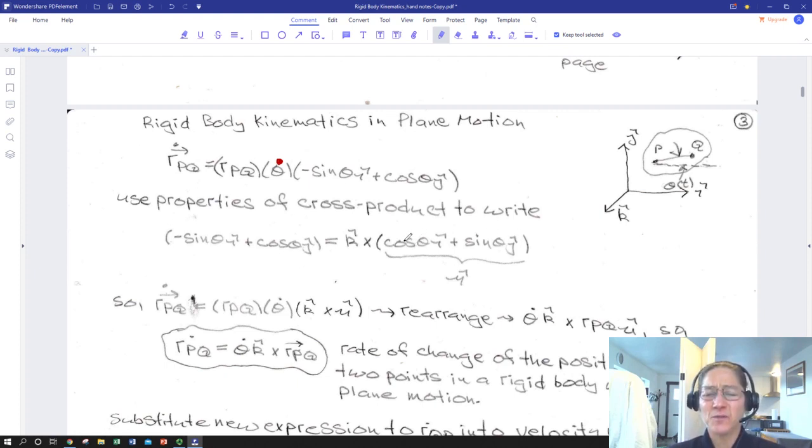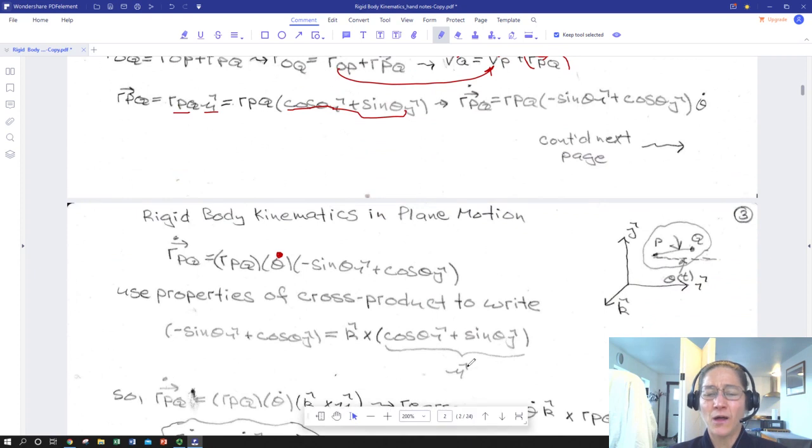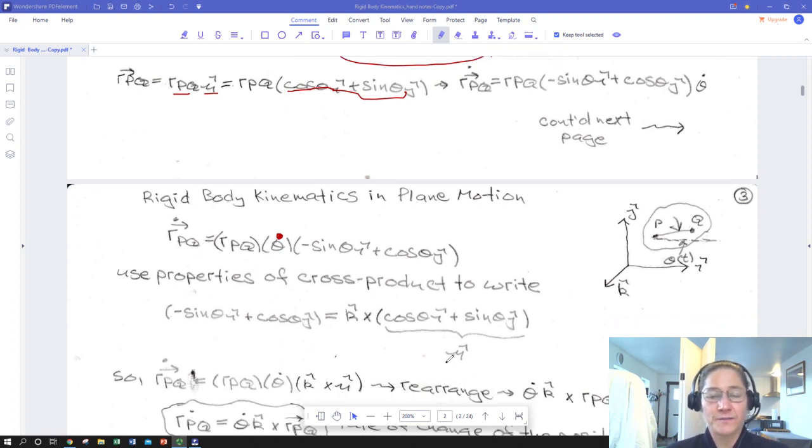Hey, this looks really familiar. Son of a gun. That was this thing. Okay, wow. That was our u hat. That's our unit vector direction of our r from P to Q. How convenient. So I can express all of this trig in terms of our k hat vector crossed into our unit vector direction of r P to Q.